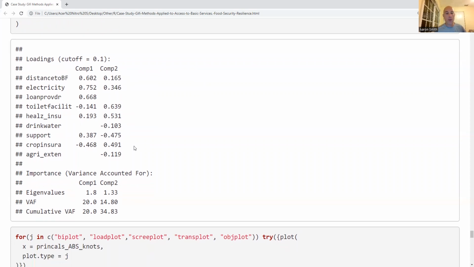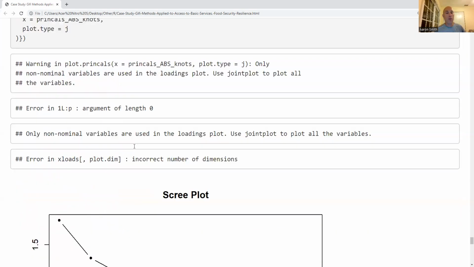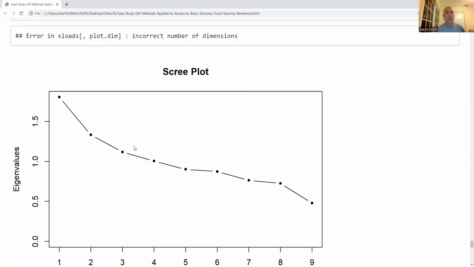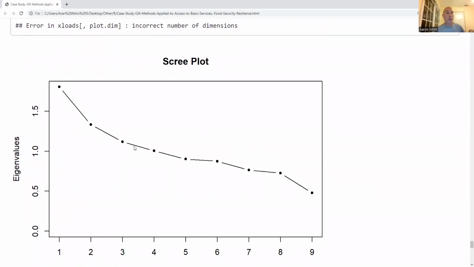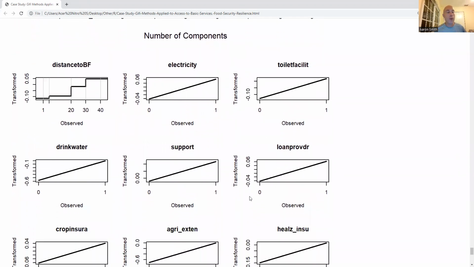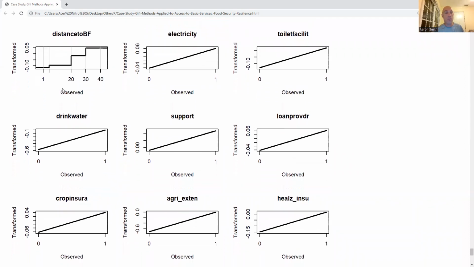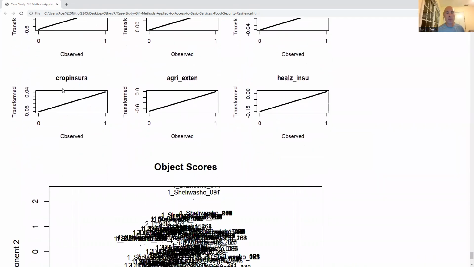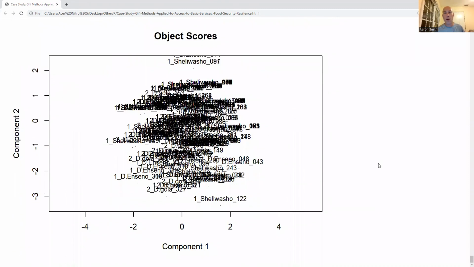Okay. Now let's look at our plots. So here's our scree plots. Got a little bit of an elbow there at 7, but I would still lean towards fewer components. Here we can see that it's taken a stair-step approach to the transformation and a monotonically increasing transformation. And here is our object score.